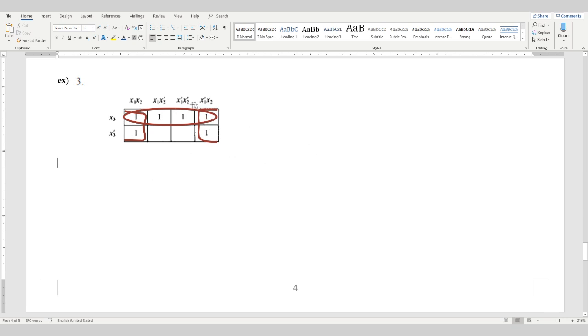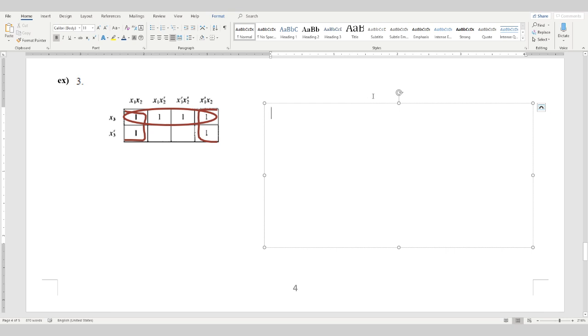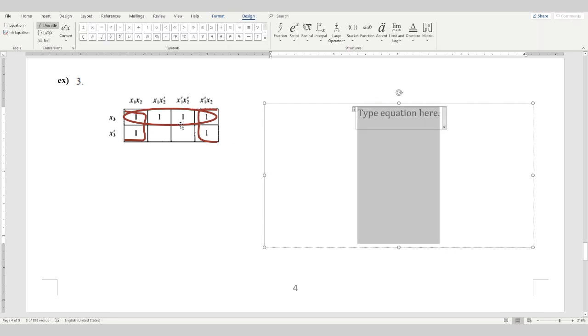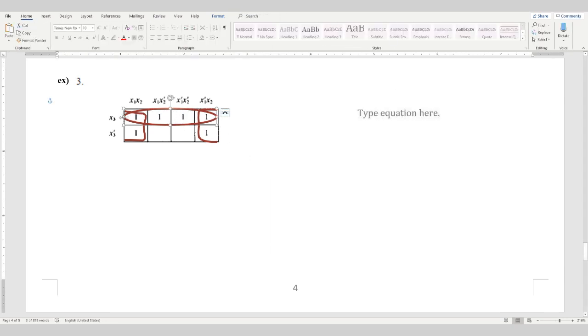So now we want to write the expression that represents these groups that we chose. And let's start with the long row here, the horizontal group.